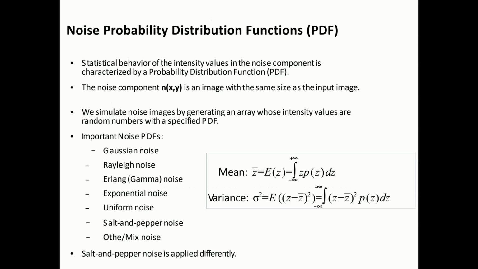The one characteristic we have to look into for processing is the probability distribution function, which previously we called the histogram. I have to see the probability distribution function of the noise, and once I have that, I can decide my filter. So what are the types of PDFs that we have?